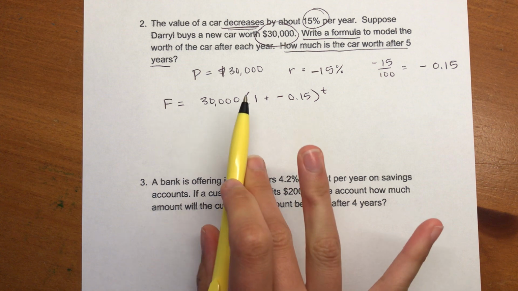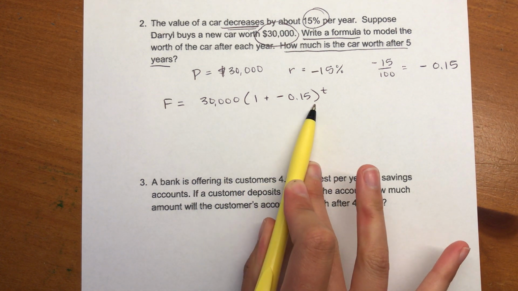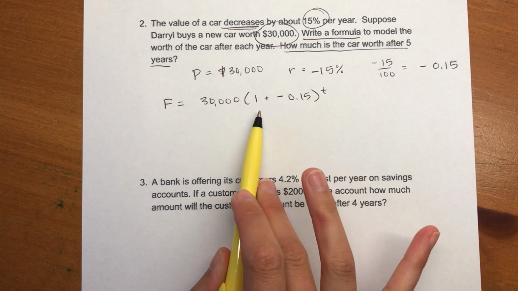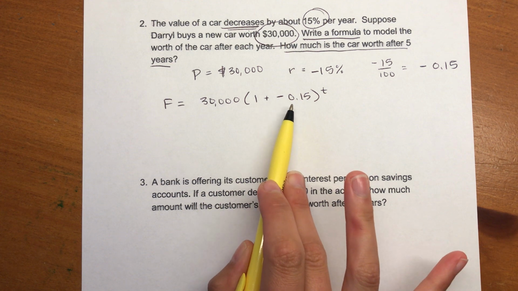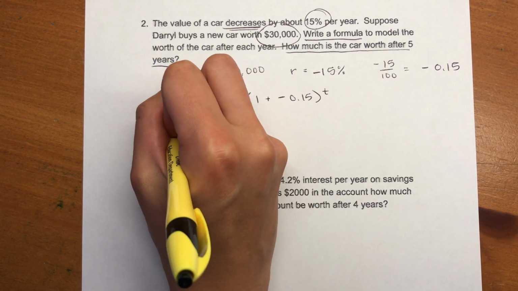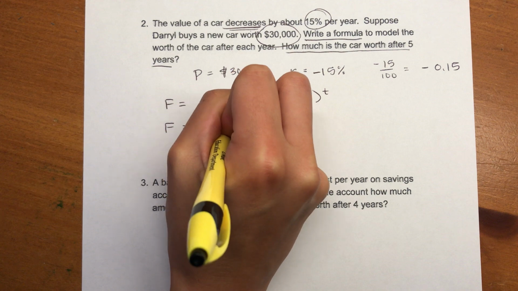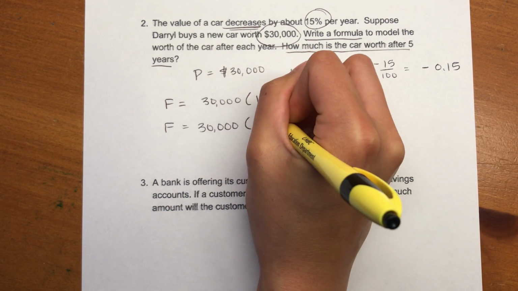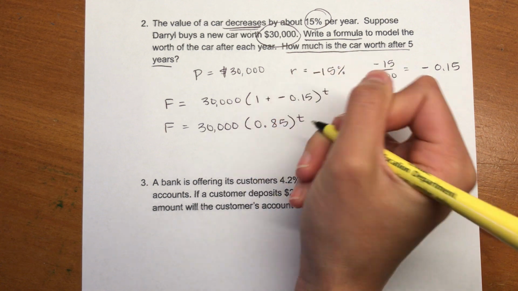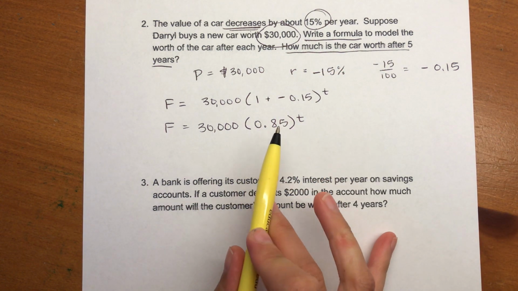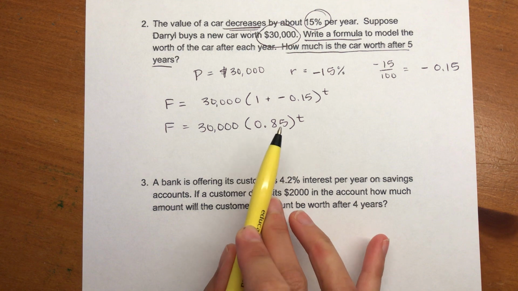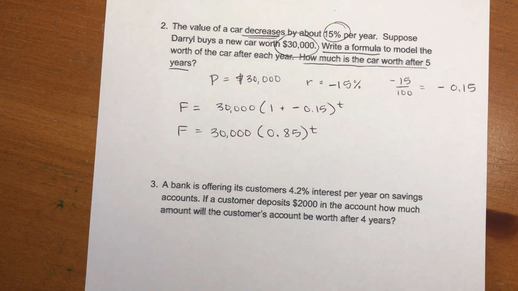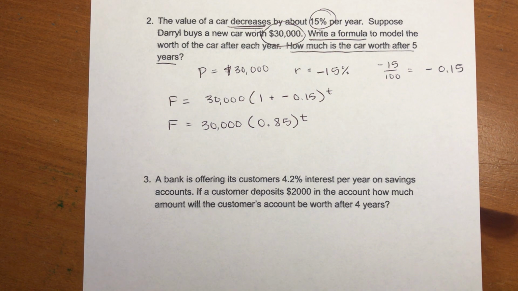Okay? So if I'm adding 1 plus negative 0.15, that's like doing 1 minus 0.15. So really, my formula will be 30,000 times 0.85 to the t, right? So we have a b value of less than 1. So this represents an exponential decay problem, okay? Because the value of the car is decreasing.